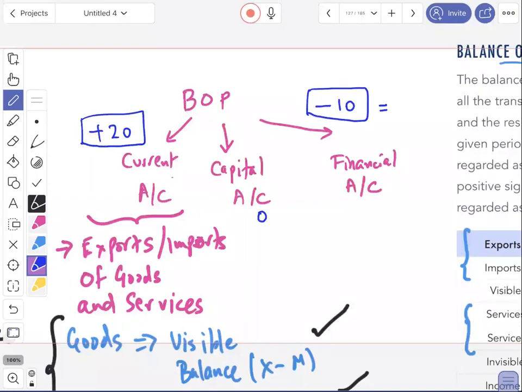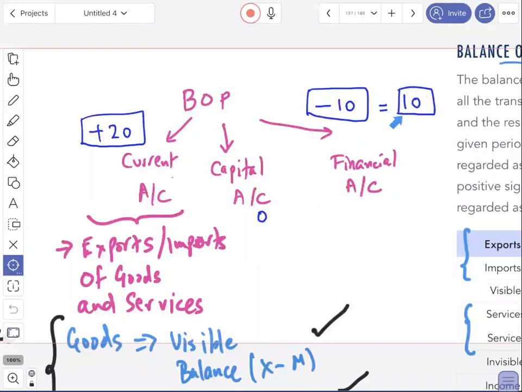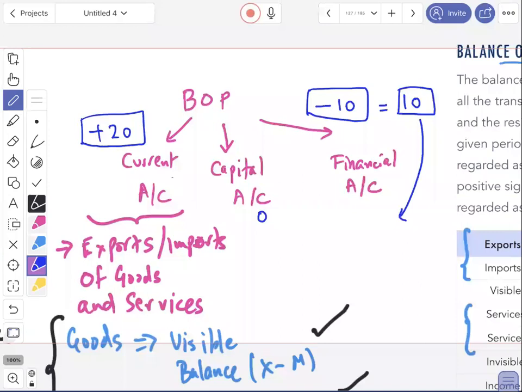Plus 20 minus 10 is equal to, anyone? Plus 20 minus 10 is equal to plus 10. Now this plus 10 basically means your balance of payment is in a surplus. So whenever your balance of payment is in a surplus, I will take this money out by making my reserve become a minus 10. I will take this money out from my reserve so that my balance of payment will balance to 0.